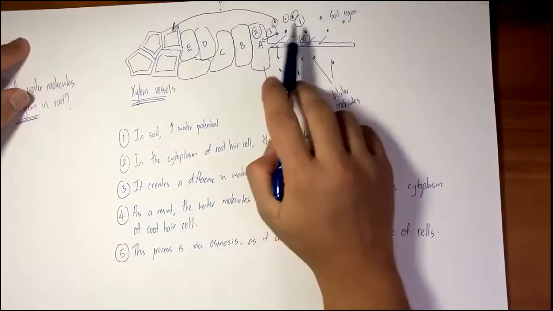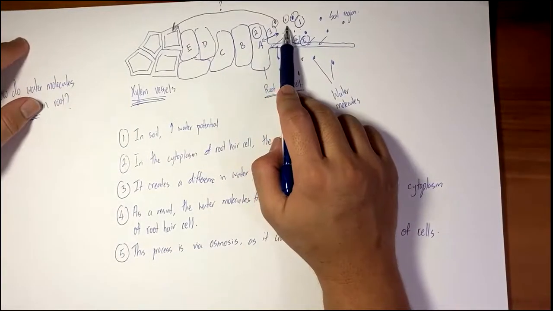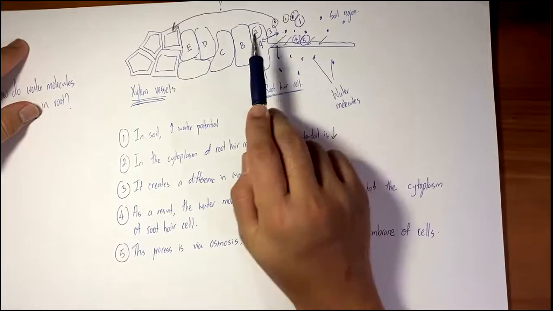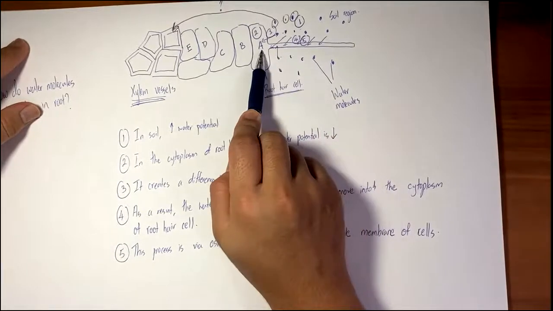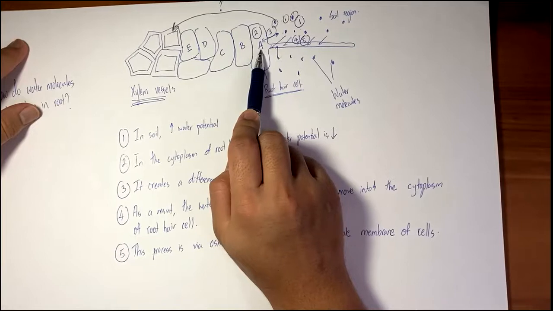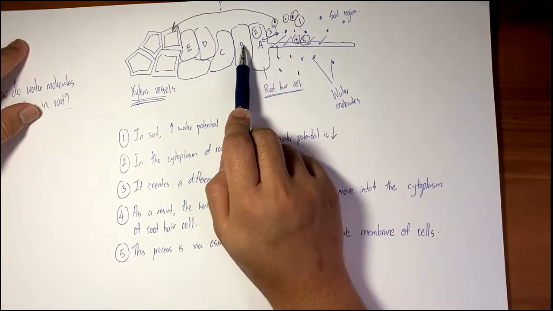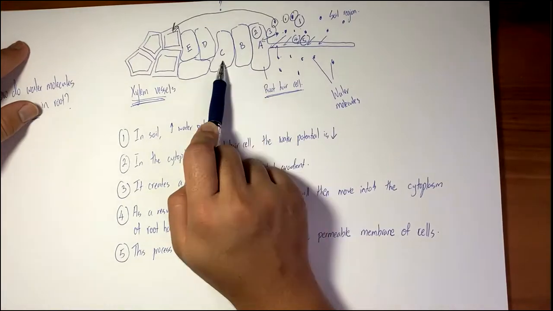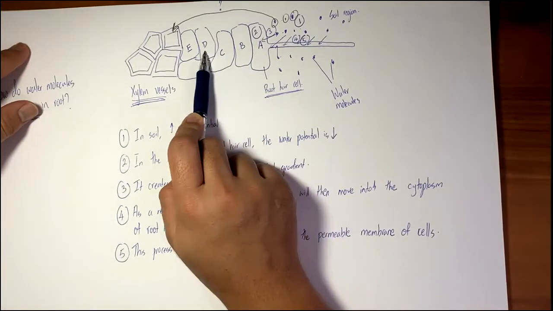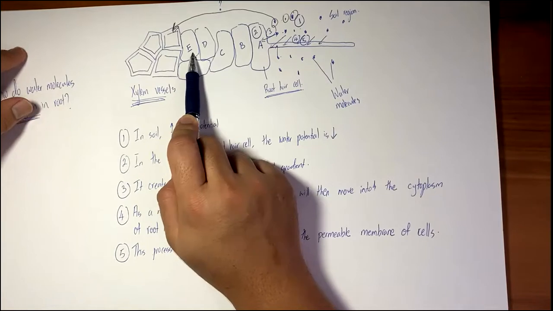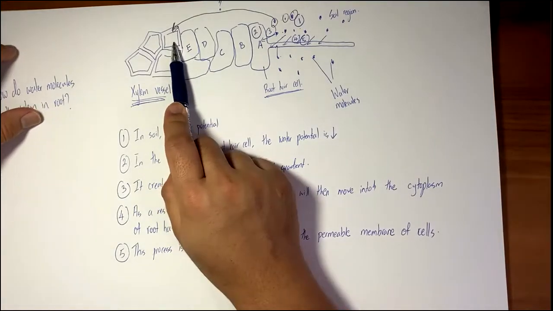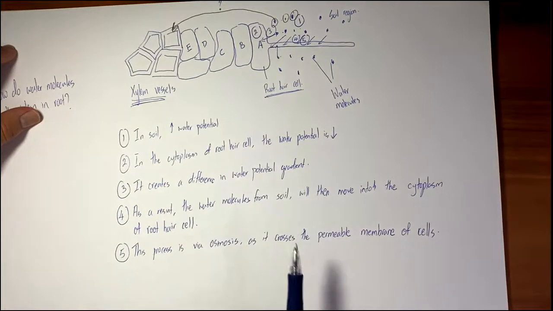Well, it actually uses the same principle that they use from here to here. They will use the same principle to go from this cell A into cell B. And they will use the same principle from cell B to cell C, to cell D, to cell E, and finally they will enter into the xylem. Okay, so how do they get from the root hair cell all the way to the xylem?